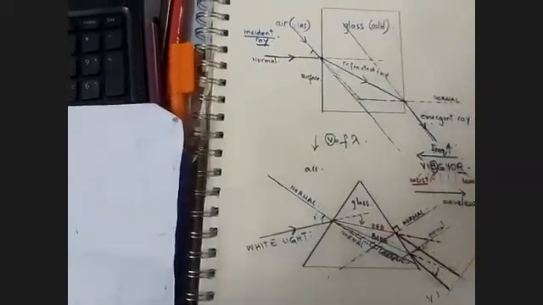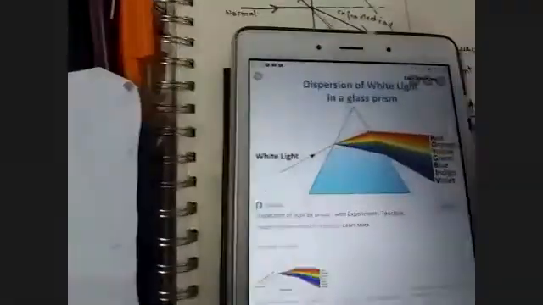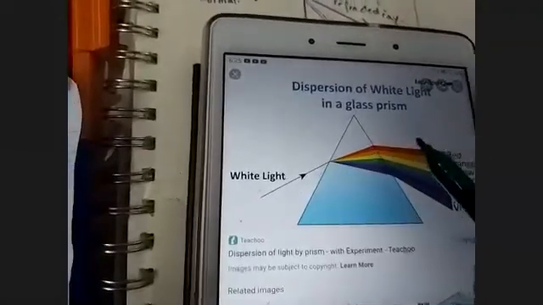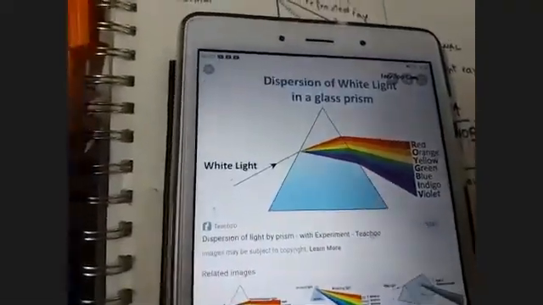Okay, Sidra, can you now hold this for me? Okay, I got this. Look at this. Can you see the splitting took place within the prism? Yes, miss.